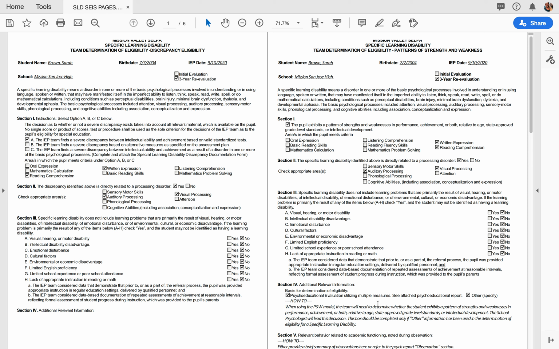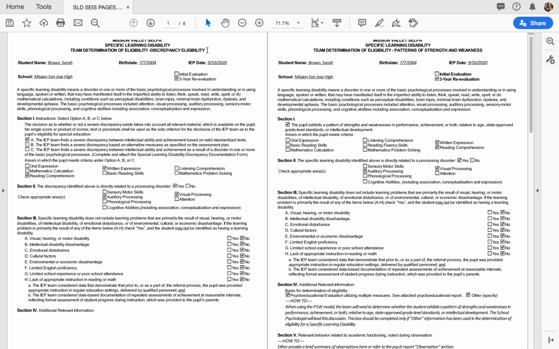So our screen looks a little bit different. What I'm going to be going over today are the SLD, the specific learning disability pages. There are actually 3 pages. And the easiest way for me to show you would be to have the pages side by side.